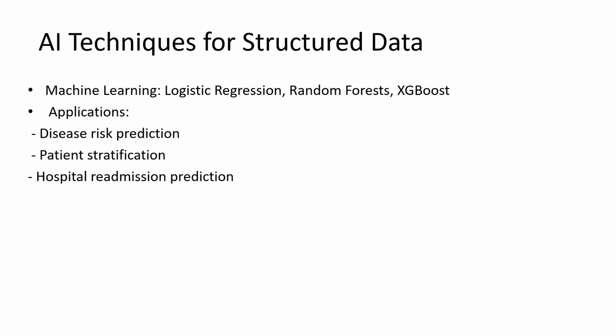Now we are going to see what AI techniques are available for structured data. We know structured data follows a structure like a table. Some ML algorithms like logistic regression, random forest, XGBoost, decision tree, and support vector machine can be applied to structured data. Commonly used applications are predicting disease, patient stratification, or hospital readmission prediction.